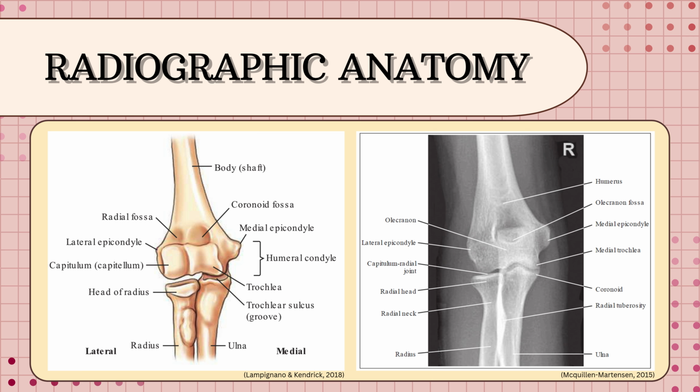On the right diagram is the elbow AP radiograph. In this radiograph, we can see humerus, olecranon fossa, medial and lateral epicondyles, coronoid, medial trochlea, radial head, radial tuberosity, radial neck, capitulum radius joint, radius and ulna.